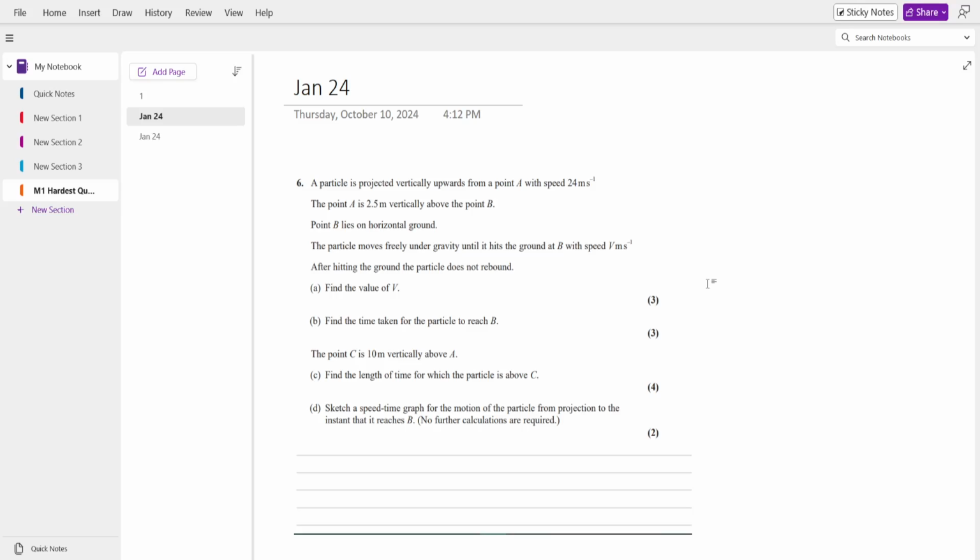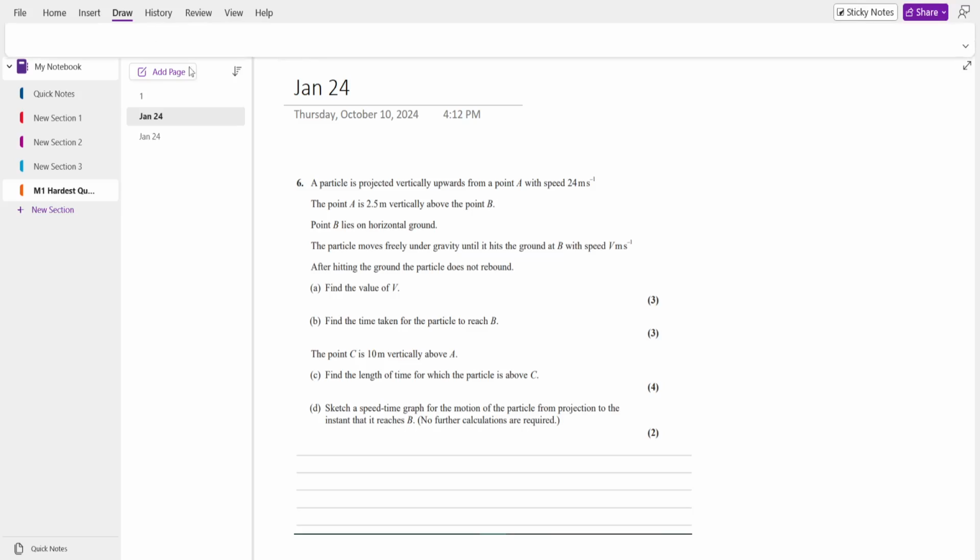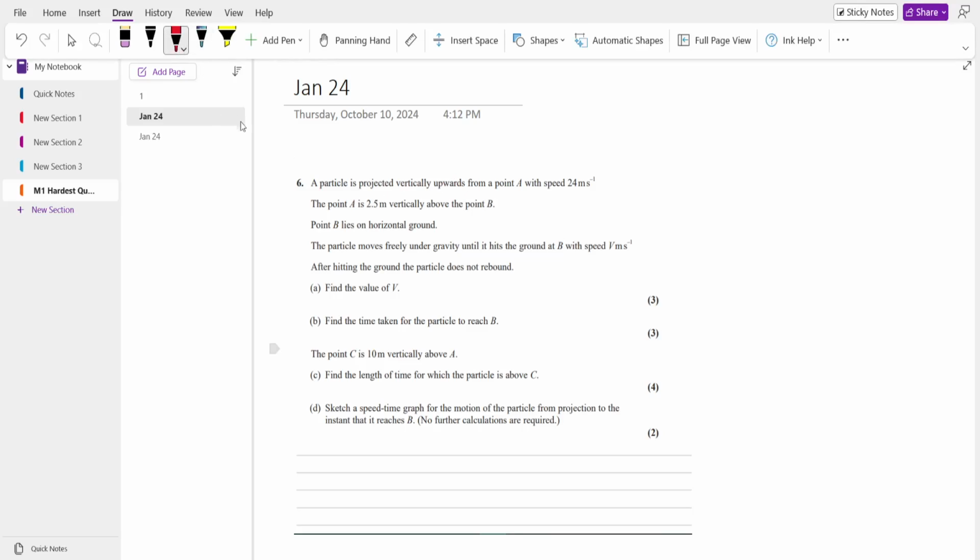Alright, so we have the question in front of us from Jan 24. It's question 6. It's a kinematics question. So let's attempt and try and read it. It says that a particle is projected vertically upwards from a point A with speed 24 meters per second, and says that point A is 2.5 meters vertically above point B.